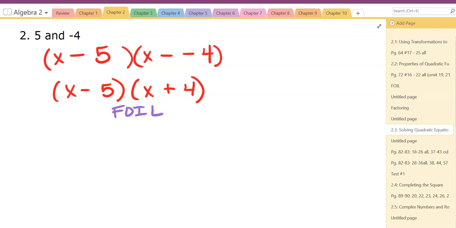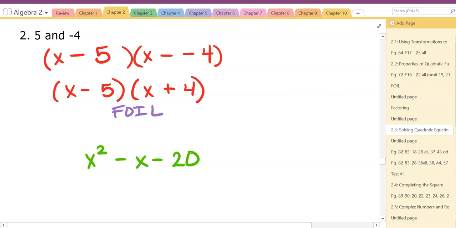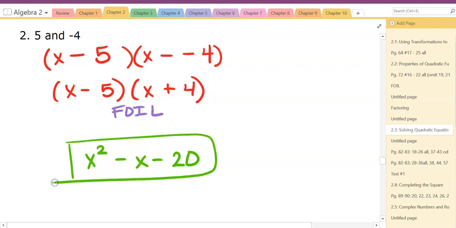You guys want to tell me what you got? Anybody else get that? Good. Looks like some of you are nodding your heads at me. Okay. So first term would be x squared. To get that negative x, you have a negative 5x and a positive 4x. So when you add negative 5 and 4, that's how you get negative 1. And then you're minus 20.